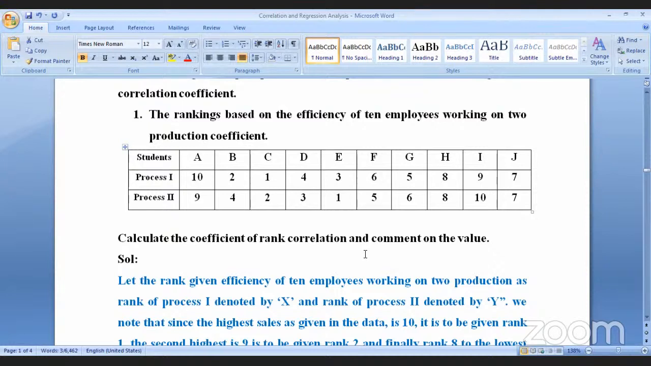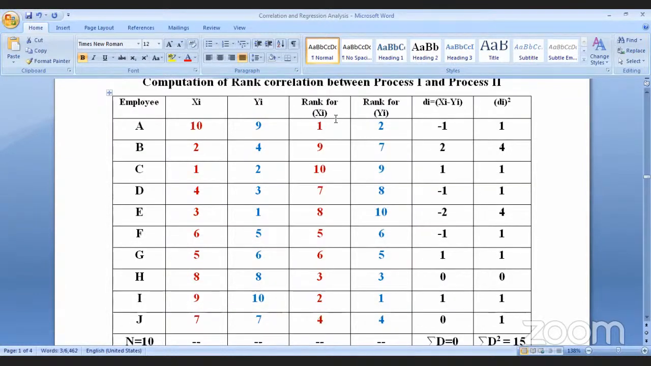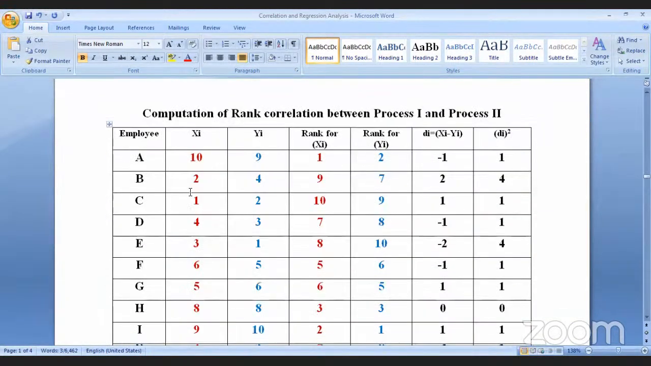Rankings based on the efficiency of 10 employees working on two production processes. Employees A, B, C, D, E, F, G, H, I, J, with ranks in process 1 and process 2. In this way ranks are given. They will ask you to calculate the coefficient of rank correlation and comment on the value. If you want to take a screenshot, take it. Calculate the rank correlation between process 1 and process 2. The question is simply copied as given, and the ranks are given here, 1, 2, 3, 4, 5, 6, up to 10.